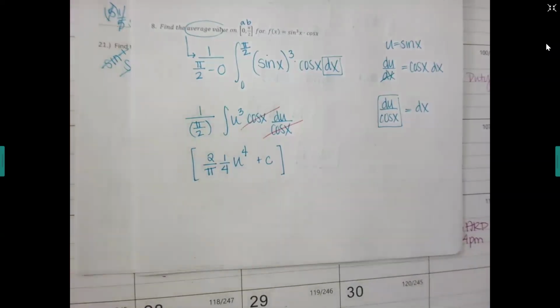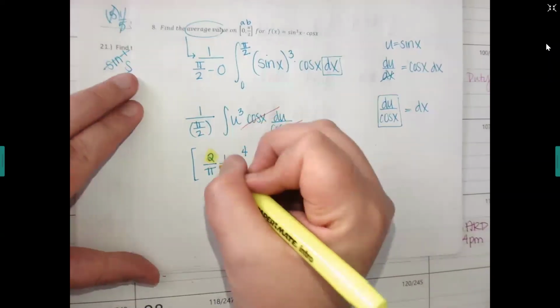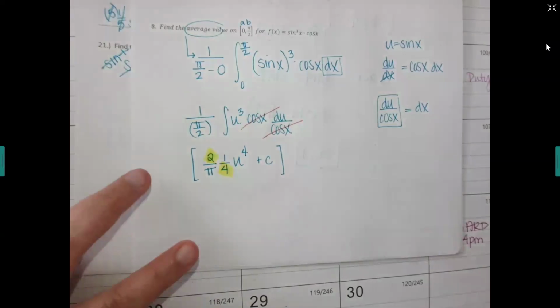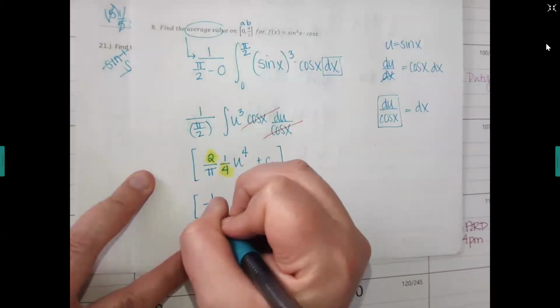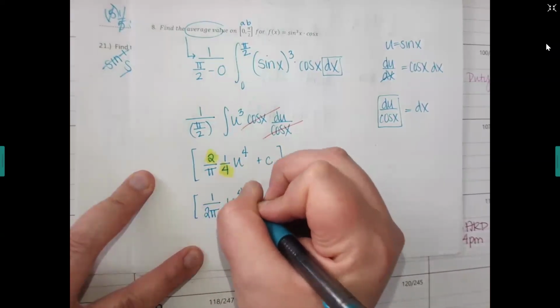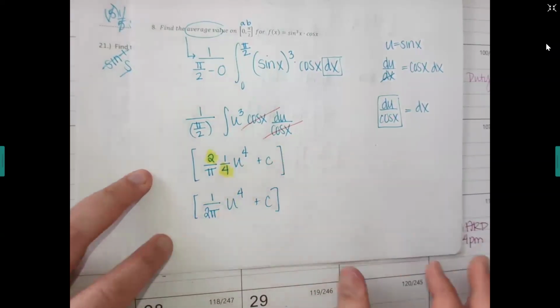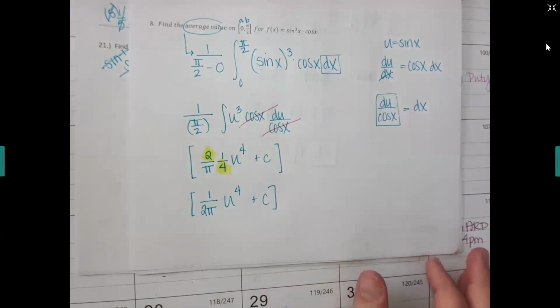Okay, so my 2 over 4, let's go ahead and reduce that to a half. So it's going to be 1 over 2 pi. And then I don't know which method you like better, but I'm going to change that rather than go back to x.